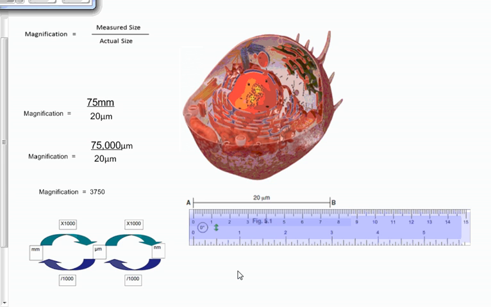However, this is now quite big. I can see it quite clearly. I can see some of the detailed internal parts and components of that cell. So we are expecting that this is a fairly large number for magnification. 3,750 seems a fairly sensible number. If we're only getting a magnification of 10, that wouldn't be plausible because that wouldn't be enough to see the detail that we see.